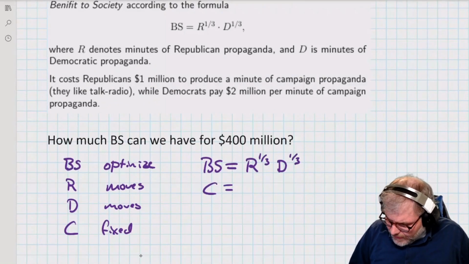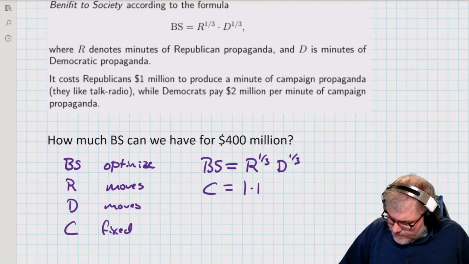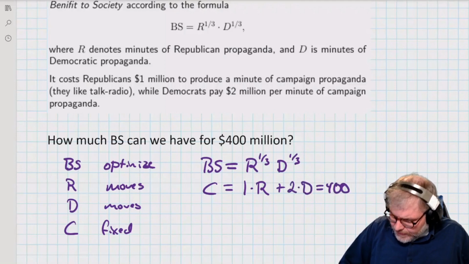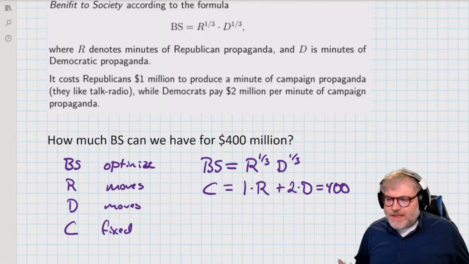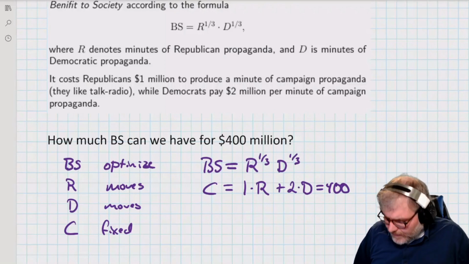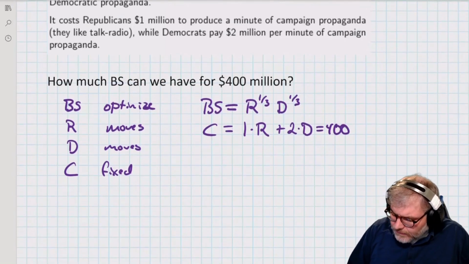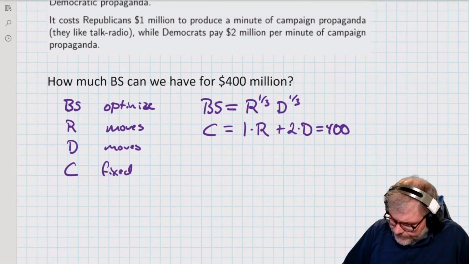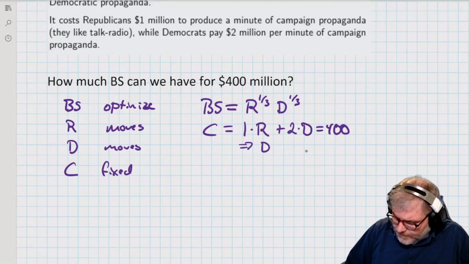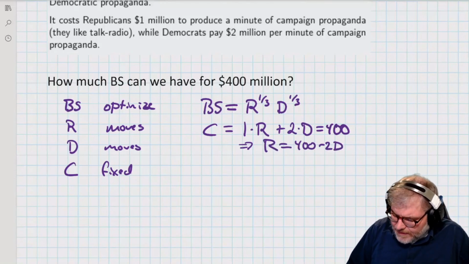So my costs are 1 times R plus 2 times D, and that's going to equal 400. What we want to do is maximize the amount of BS we can get for that 400 million. Okay. Well, we're going to solve for one of these, and then I'm going to sub this into my original equation.